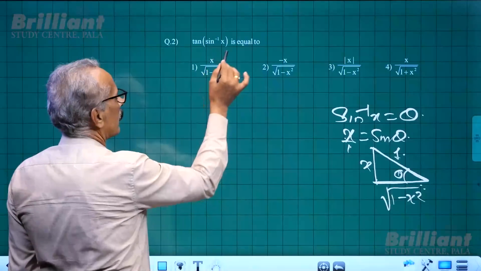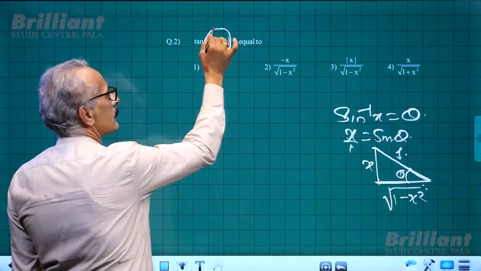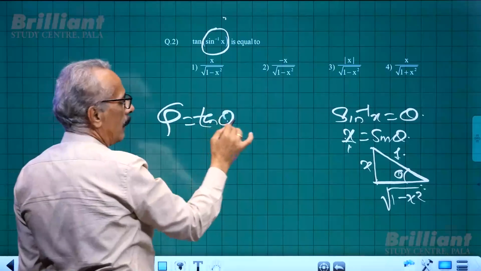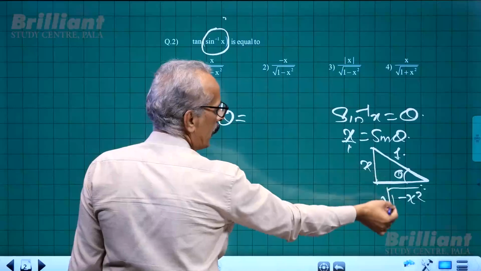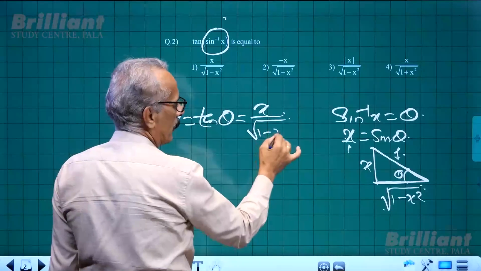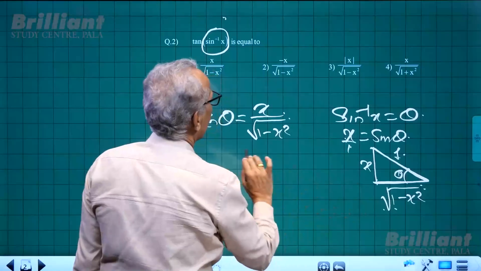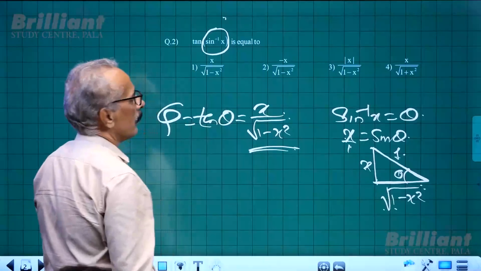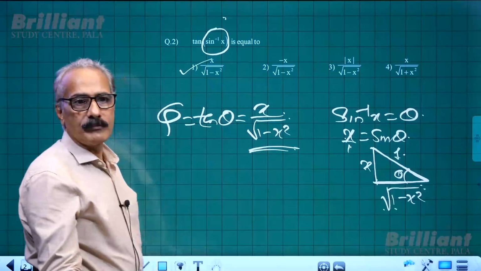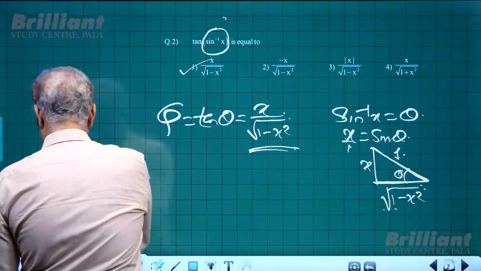Now, I have taken this sine inverse x as theta. Therefore, your question is what? Tan theta. What is tan theta? Opposite side by adjacent side, x divided by root of 1 minus x square. This is Pythagoras theorem we applied. So, x divided by root of 1 minus x square is your answer. Right. We will move on to the next one.